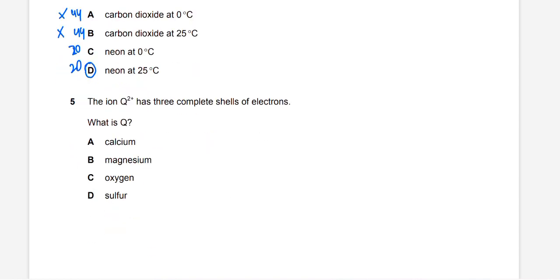The ion Q2+ has three complete shells of electrons. What is Q? We are talking about Q2+, which has 2, 8 and 8. It removed 2 electrons, that's why it became Q2+. When it gains 2 electrons, it will be Q. So I'm adding 2 electrons here: here is the 2, 8 and 8, which is why it has a plus 2 charge. When 2 electrons are added, it becomes Q. So basically Q is 2, 8, 8 and 2. It becomes calcium.